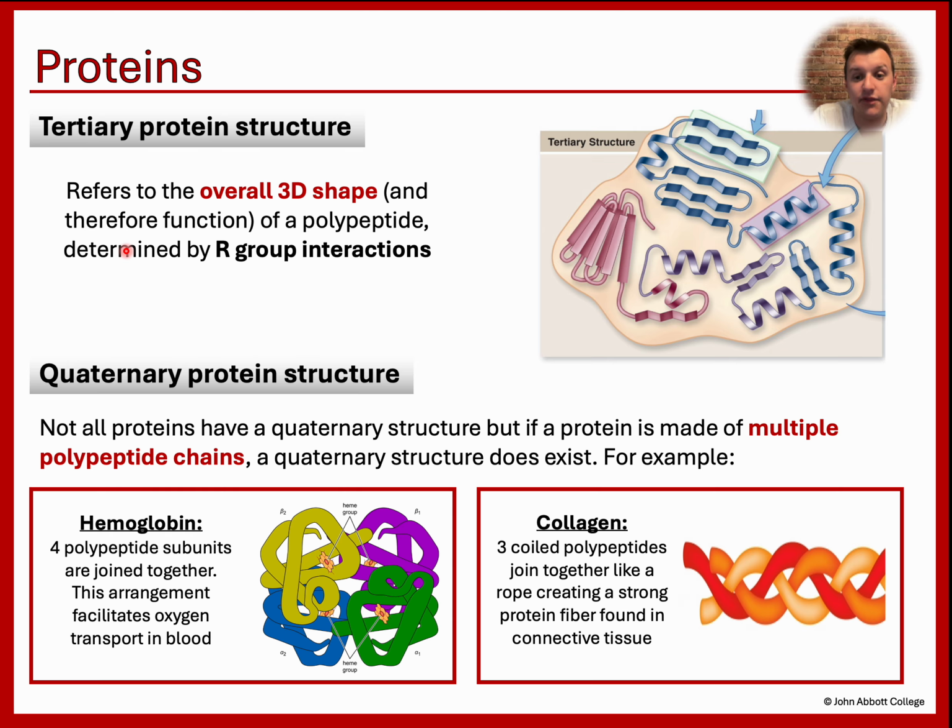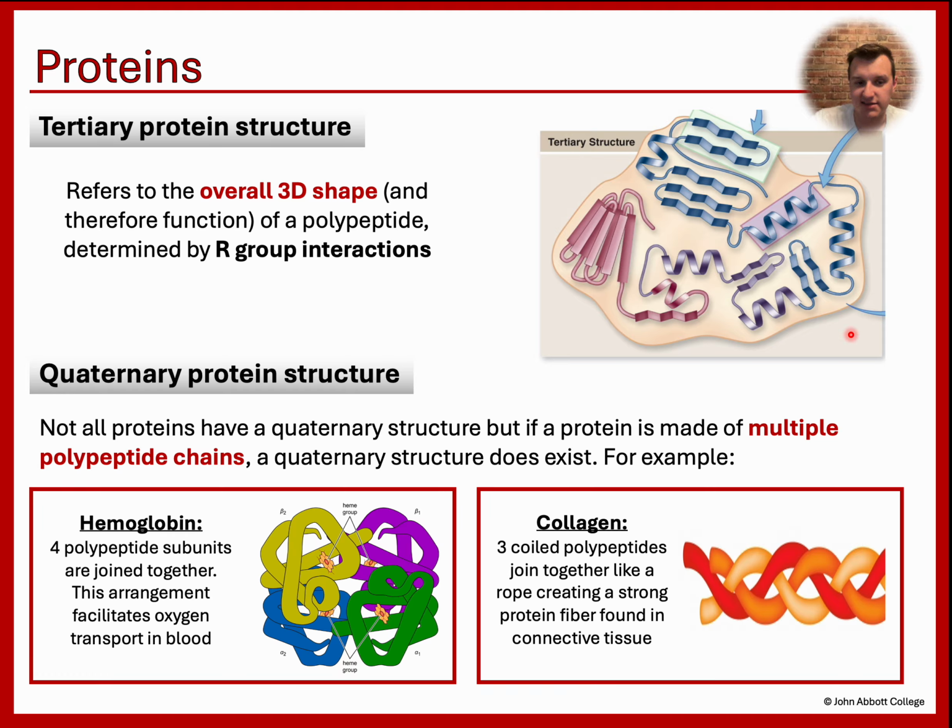The tertiary protein structure refers to the overall 3D shape and therefore the overall function of a polypeptide, right? Do you see here how we had some sheets here, some alpha helices here, some sheets here, some alpha helices, but the overall folding, right? Like this section is close to here, and then this section folds in this way. All of that forms the overall 3D shape, and therefore the overall 3D function, right? And so this is due to R groups interacting together.